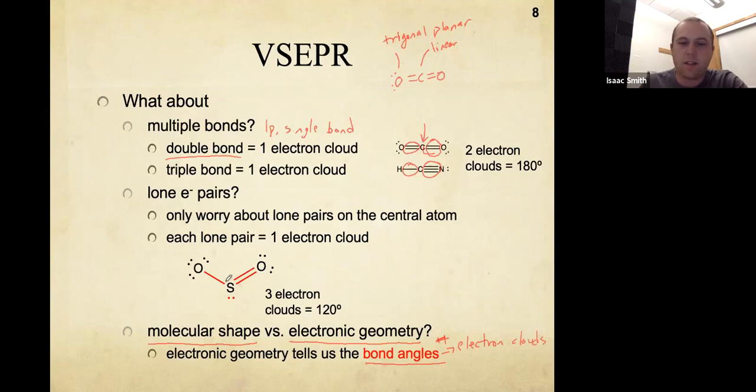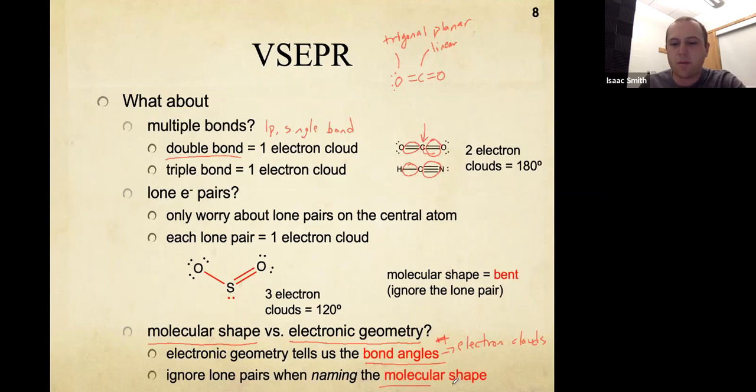So here there's 3 electron clouds around sulfur. So this is a trigonal planar electron geometry. We don't really care what the electron clouds are. They could be double bonds, single bonds, lone pairs, right? Doesn't matter. There's 3 of them. And all we look at for electron geometry is how many electron clouds are around that central atom there.